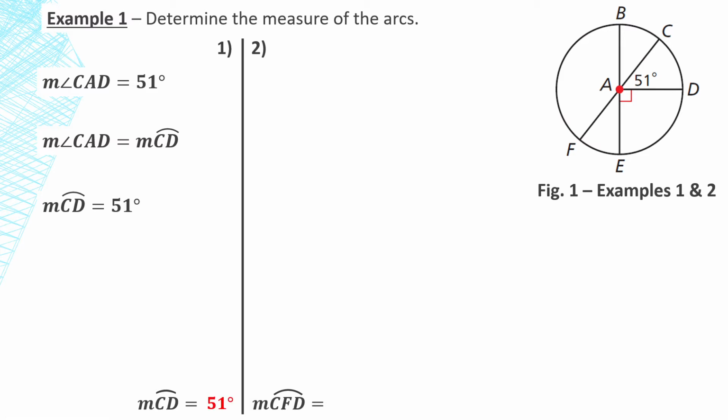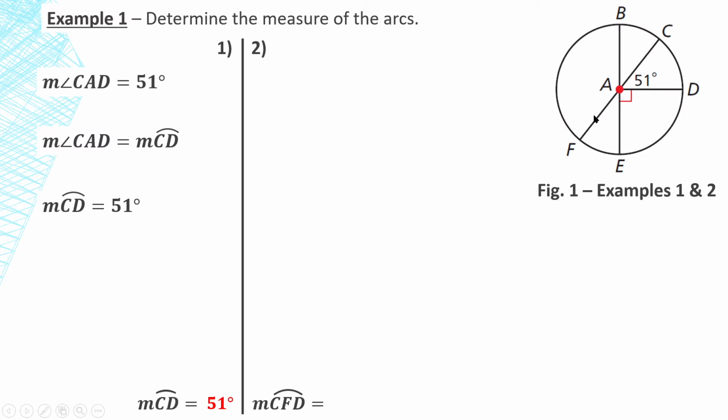Some of these are pretty easy, some of them require a little bit more work. Now example 2, CFD. Remember, we have to follow the points in order. We can't go from C to D, that doesn't make sense. Where's F? Down all the way over here. So I'll go from C all the way around to F, and then keep going until I return to point D. So we want to know the measurement of all this over here.